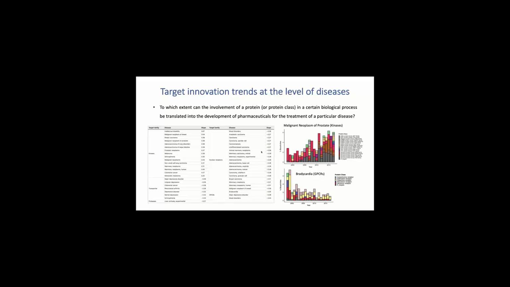Now moving from biological process annotations to the level of diseases. For some of you, it might make a bit more sense to look at those innovation trends at the level of diseases, because this explains to which extent the involvement of a protein in a certain biological process can be translated into the development of a pharmaceutical for the treatment of a particular disease. Again, we did this analysis on the protein family level.